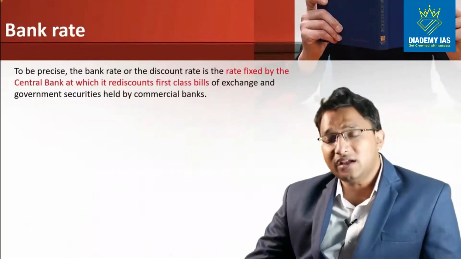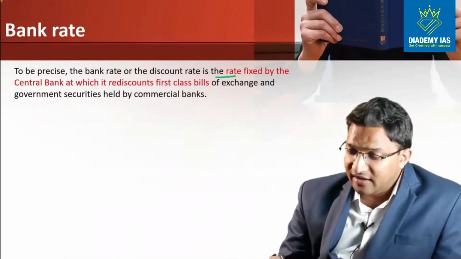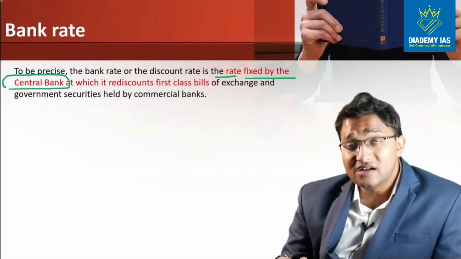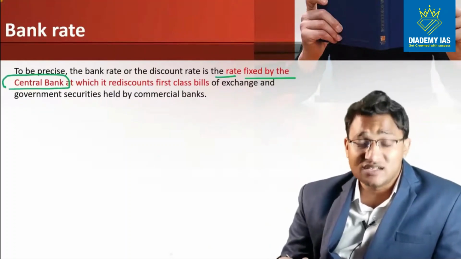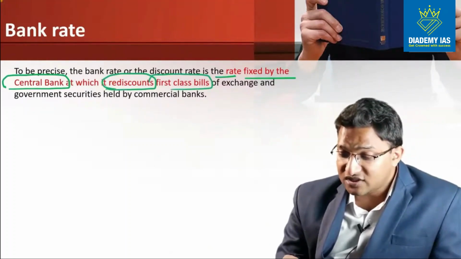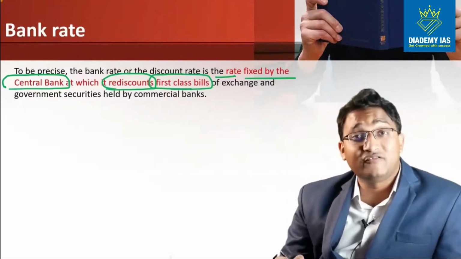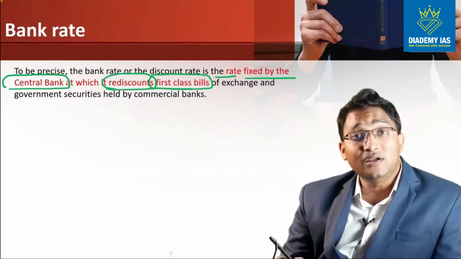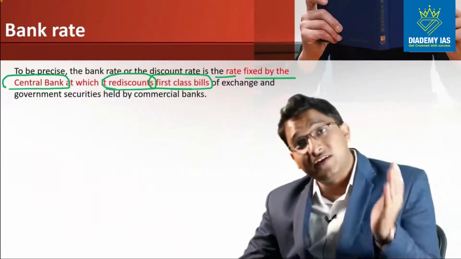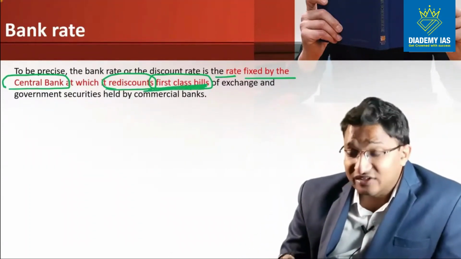So what is bank rate? To be precise, bank rate or the discount rate is the rate fixed by the central bank, which rediscounts the first class bill. First class bill is a category of the bill of exchange. Not every bill of exchange will be able to be rediscounted. It is not that anyone will write that I will give you 1 lakh rupees and the bank will give 1 lakh rupees in return. Only the first class bills, where some of the conditions have to be met.